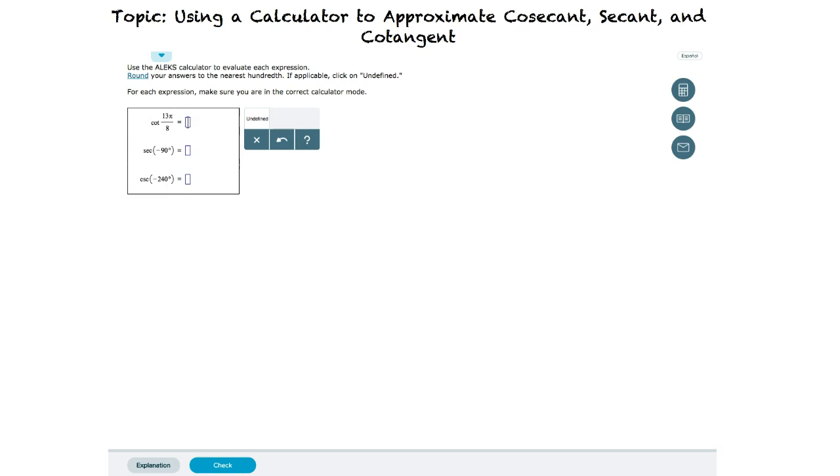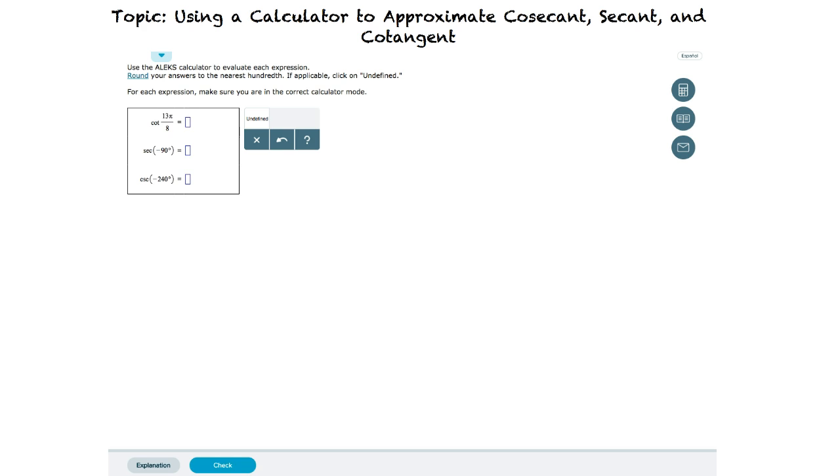This video will cover the topic using a calculator to approximate cosecant, secant, and cotangent values. In this problem, we will be using the ALEX calculator to approximate the trigonometric ratios of cosecant, secant, and cotangent. CSC stands for cosecant, SEC stands for secant, and COT stands for cotangent.